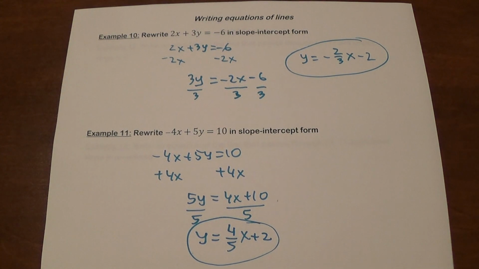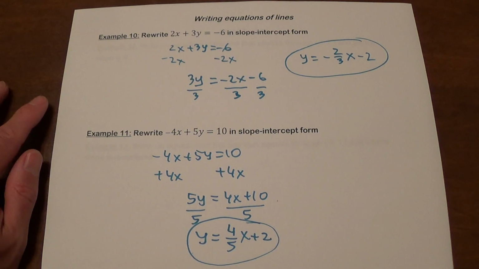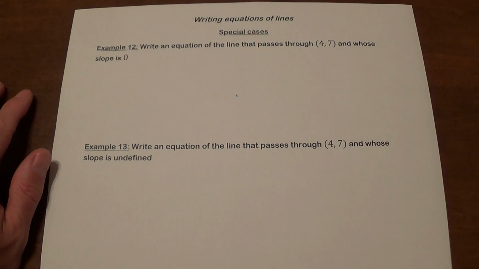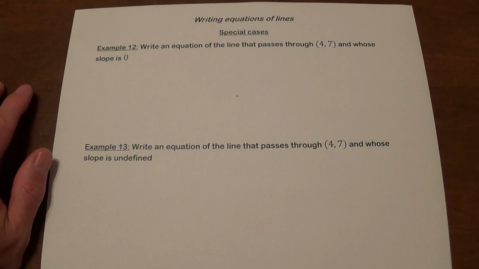So it's a pretty simple process to convert from standard form to slope-intercept form. You're basically solving this equation for y. And that's all you need to do. Going the other way is a little bit different, but it's not something that we're going to work with right now. Okay, special cases. Here's what you need to know.